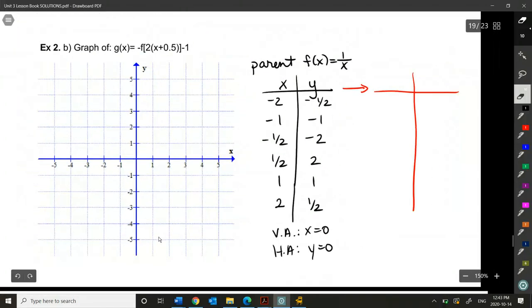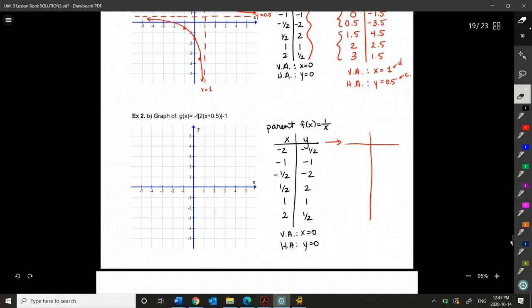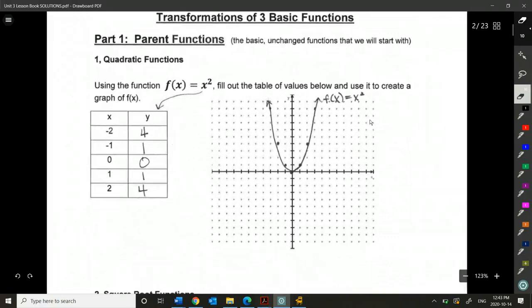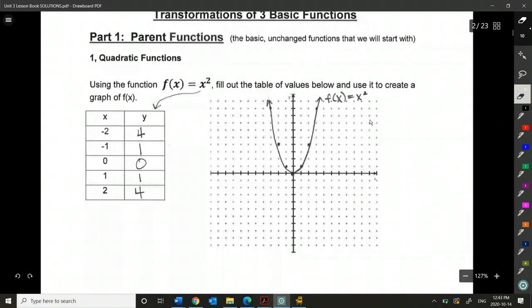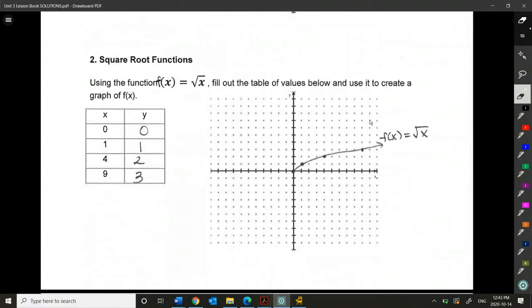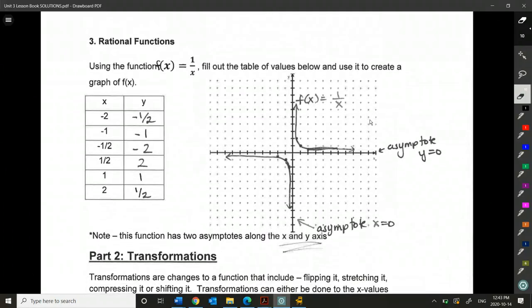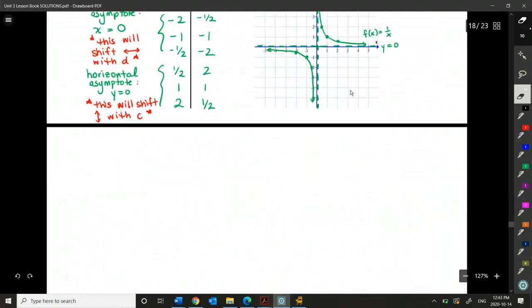Okay? If you look back at your very first package that you did for me, the key points are actually right in your table of values here. So there's the key points for this one. There's the second set of key points for root x. And here's the key points for 1 over x. So if you need to refer back, they're all there for you, all in one spot. Okay, let's finish our last one here.